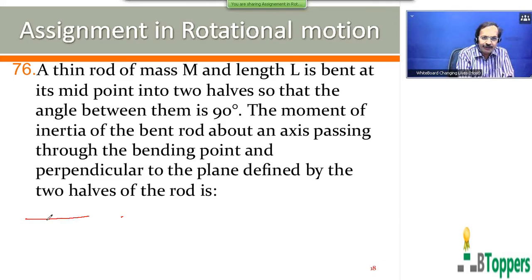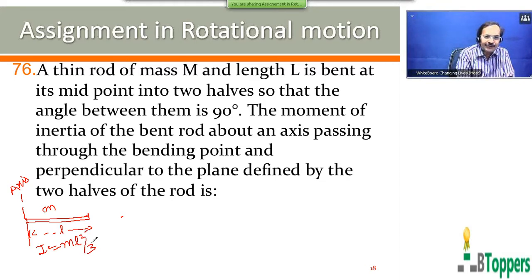So in general, moment of inertia of thin uniform rod of length L, mass small m, about the axis passing through one of the ends of the rod and perpendicular to its length, is given by, as I discussed in the past, ml square by 3.